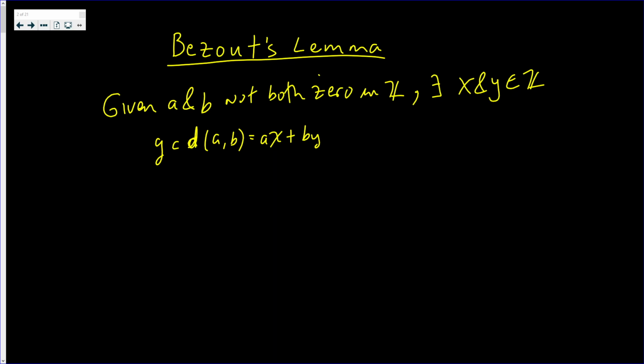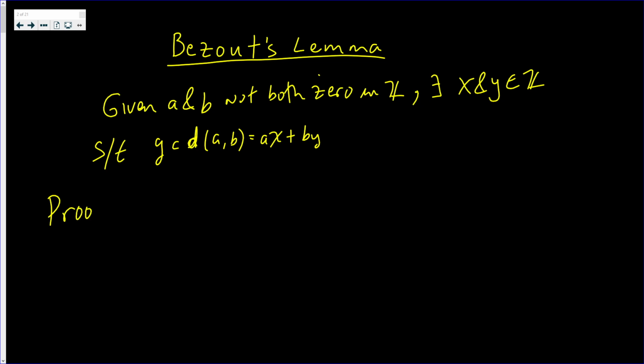But for now, Bezout's lemma. It says that given a and b not both 0 in the integers, there exists another pair of integers, namely x and y, such that the GCD of a and b is a linear combination of a and b, ax plus by.